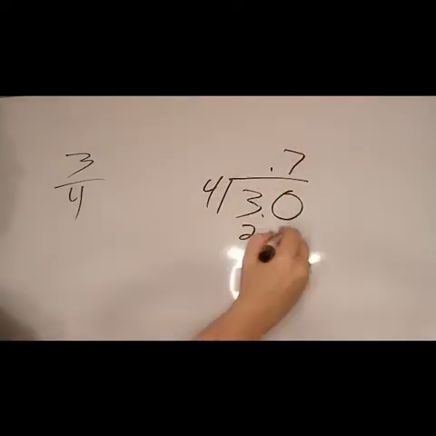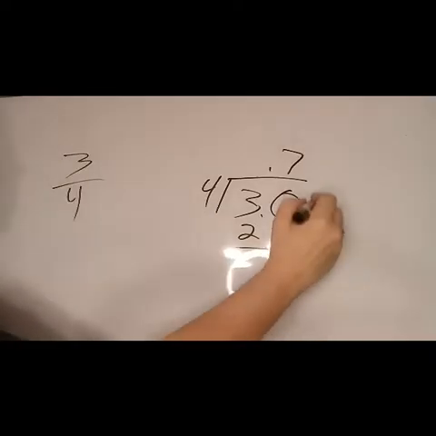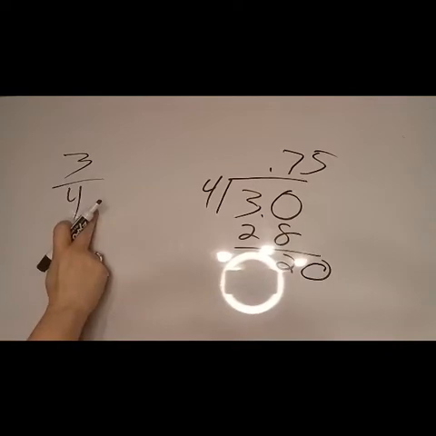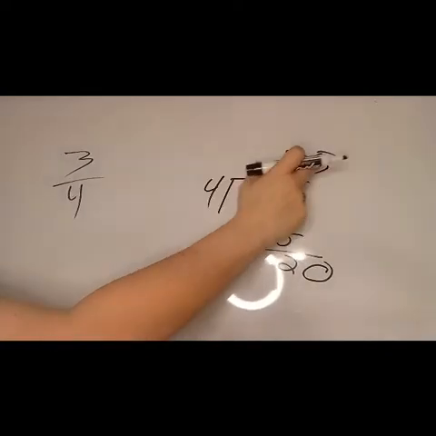4 times 7 is 28, and then we have 2 left over. The 0 comes down, and we have 20, which gives us 5. So 3/4 in decimal format is 0.75.